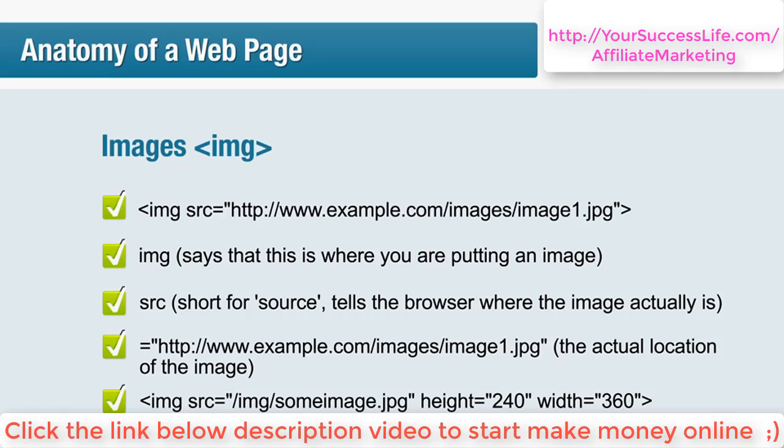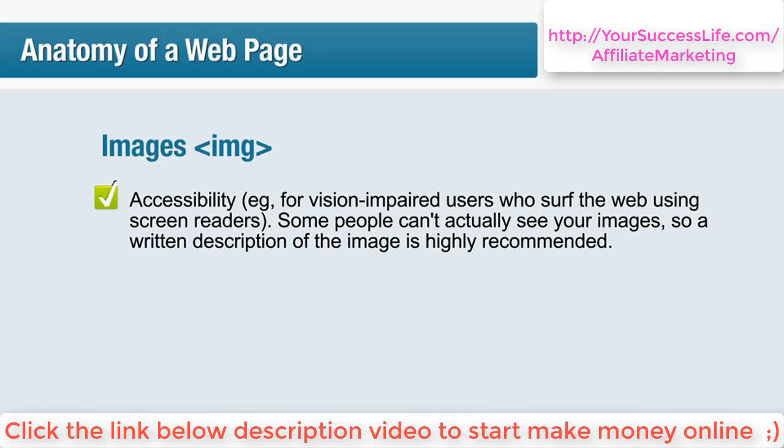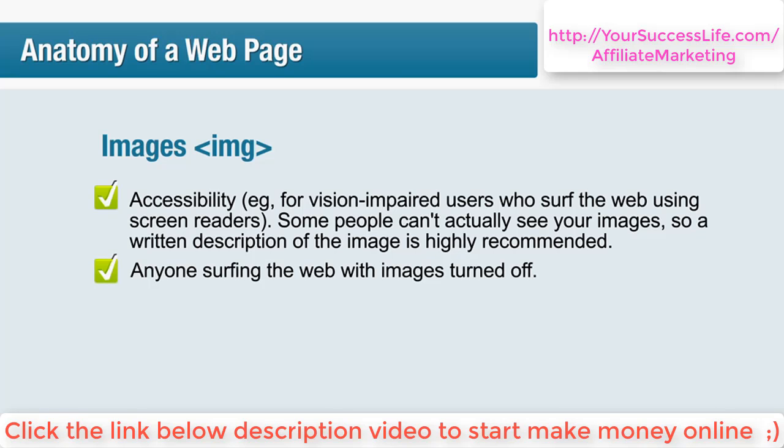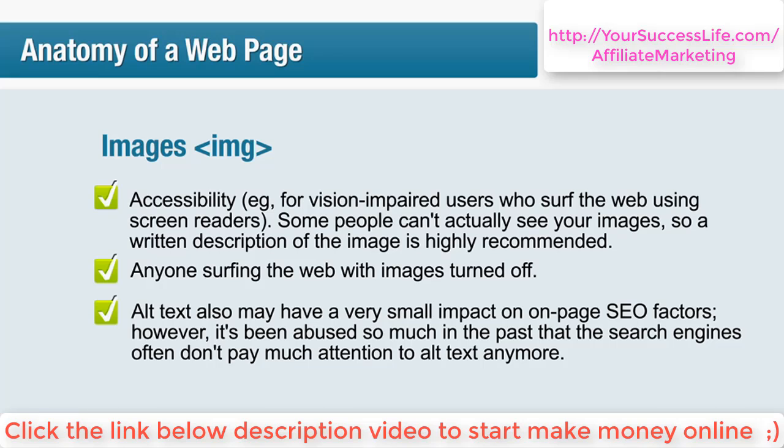Alt, which is short for alternative text, is the text that is displayed if for some reason the image doesn't load. The alt text is important for these reasons. Accessibility. For example, a vision-impaired user who surfs the web using screen readers. Some people can't actually see your images, so a written description of the image is highly recommended. Anyone surfing the web with images turned off. And alt text also may have a very small impact on on-page SEO factors. However, it's been abused so much in the past that the search engines don't often pay much attention to alt text anymore. Alt text usually looks like this.